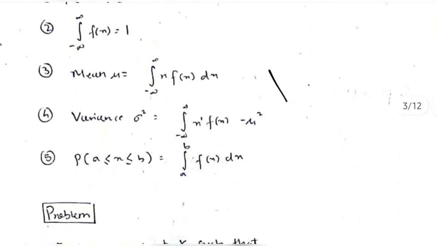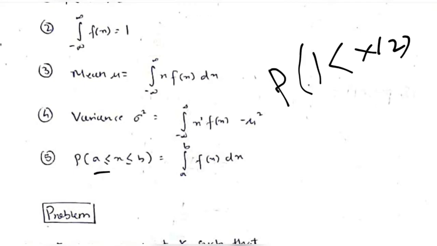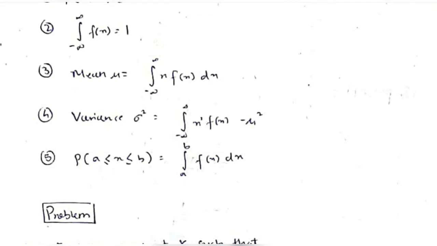And if you have to find out the probability between, like, 1 less than x less than 2, at that time we'll be using this formula. Limits will be from a to b. Okay, so let's see a problem here.